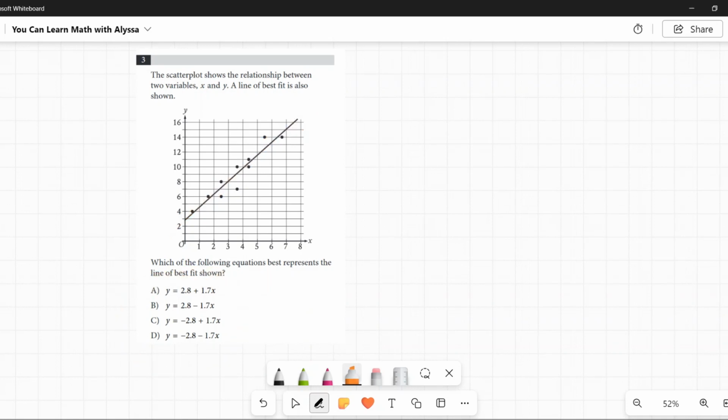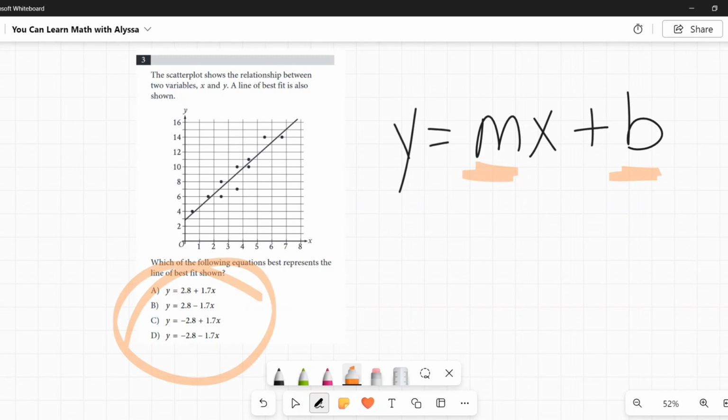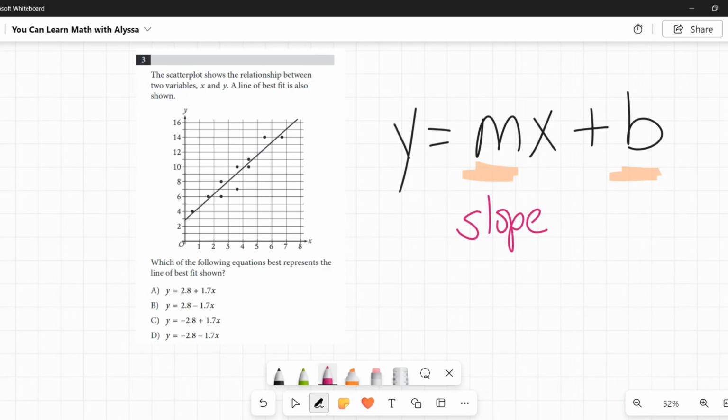Start down here. So we're going to be using our standard y equals mx plus b. And we want to figure out what the m and the b are most likely for this, or which of these equations, I should say, has the m and the b that are most likely for this line. So our m is our slope, our rise over run, and our b is our y-intercept.